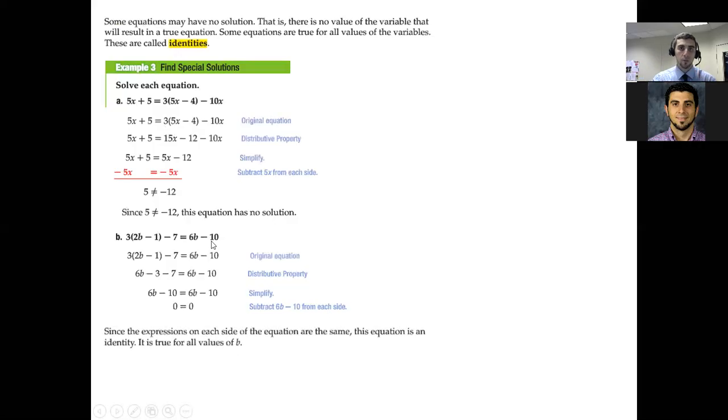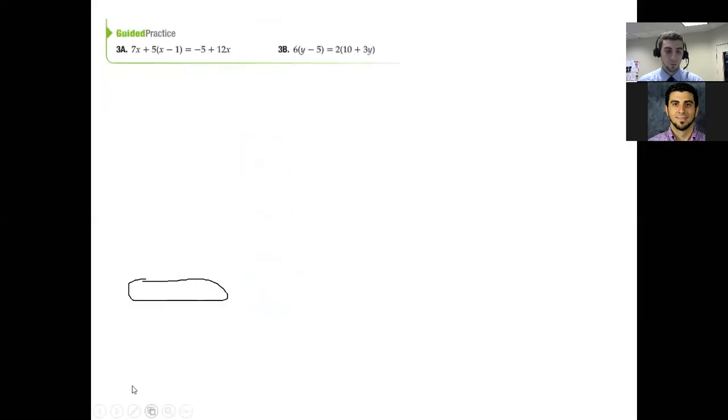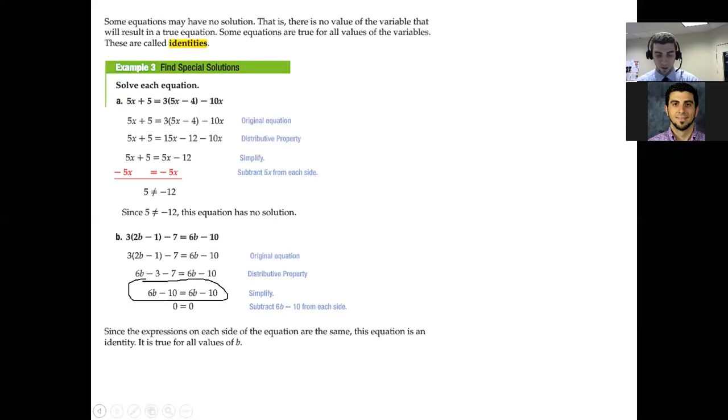Now that is a true statement. Now, since the variables canceled and what was left is actually true, is actually equal, that means both sides of the equation are the same thing. Notice here, at this last step before I got rid of the variables, you multiply by 6 and subtract 10, and then on the other side you multiply by 6 and subtract 10. You're going to get the same answer no matter what you put in, same answer on both sides. So this equation is true for all values of b, and therefore, we call this an identity.